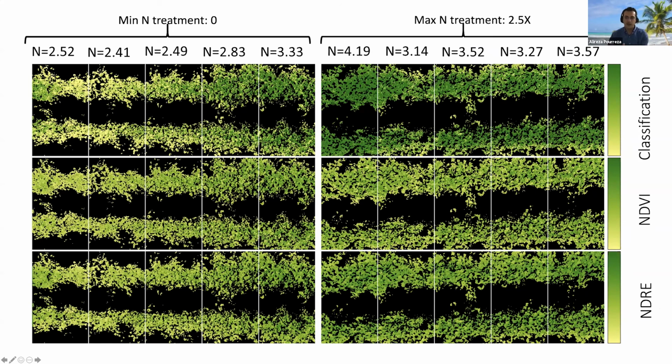Also, on the right, we can see high N. On the left, you can see low N. And in NDVI and NDRE, we can't actually see the difference clearly, but the classification is much better. So these vegetation indices might be somehow good, but based on this data, we can say that classification is better.